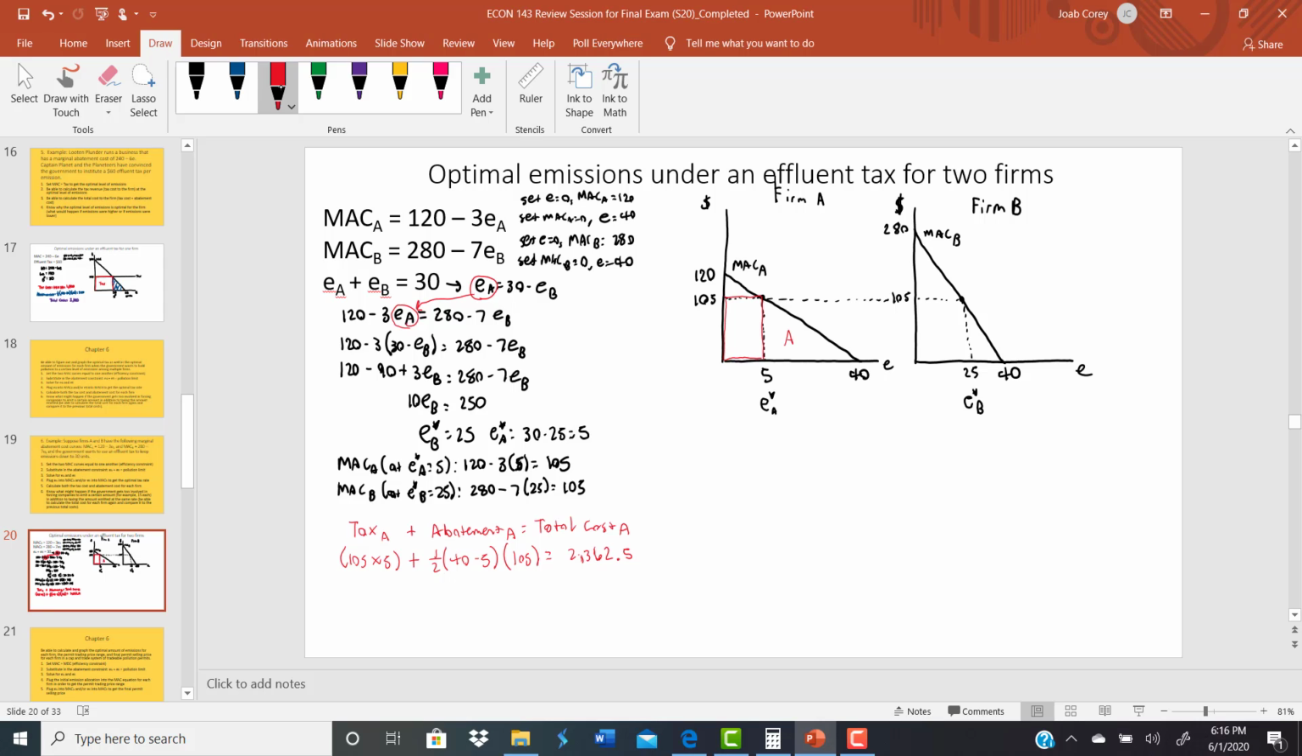With that in mind, then we need to do the same thing for firm B. We'll go ahead and do that one in blue. Right, so again, we got the tax of 105 times 25. So this is again the tax for firm B is $105 per emission times their 25 emissions plus the abatement for B, which is just going to be the area of this triangle here. That's going to represent their abatement costs. All right, and that abatement is 1/2 that 40 minus 25, so they only got rid of 15 emissions. But again, at $105 is the height of that triangle. All right, and so that's going to be equal to the total cost B here. Right, and so again, if you go through that math, you should get 3,412.5.